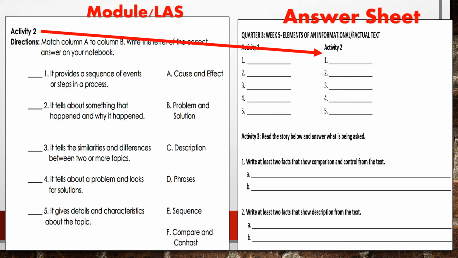Number 3, it tells similarities and differences between two or more topics. Yan, yung parang nagkukumpara sila. That's number 3. Oh, nasabi ko na yata yung sagot. What is the answer in number 3? Okay, I think you know the answer. So you may continue answering number 3, 4, and 5 now. You may pause the video and then play it after you answer activity 2.